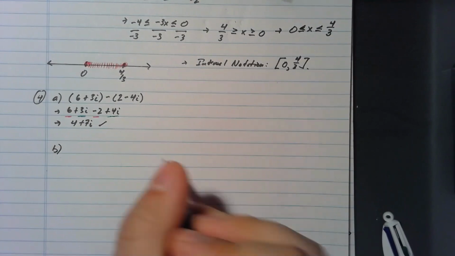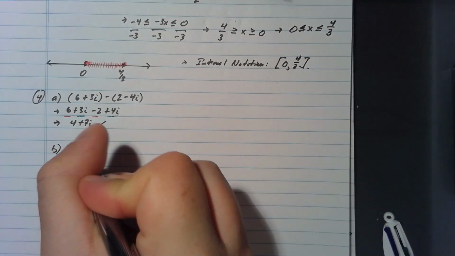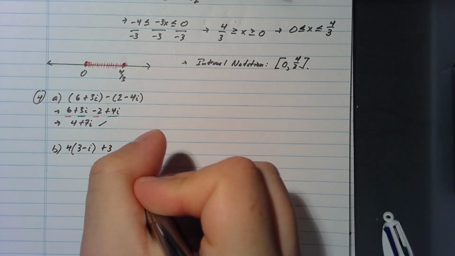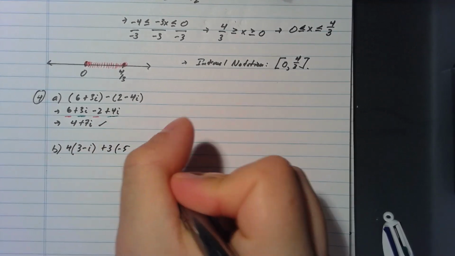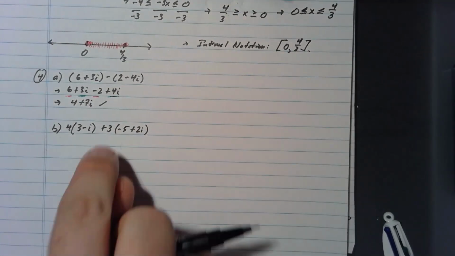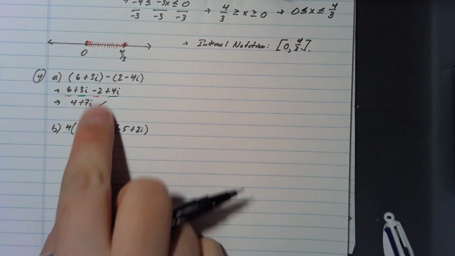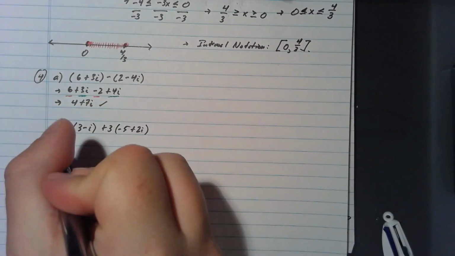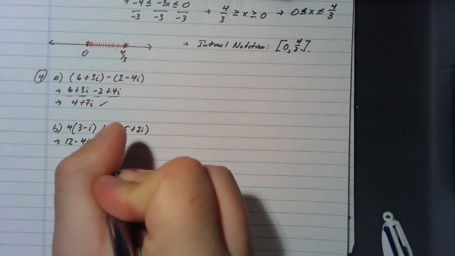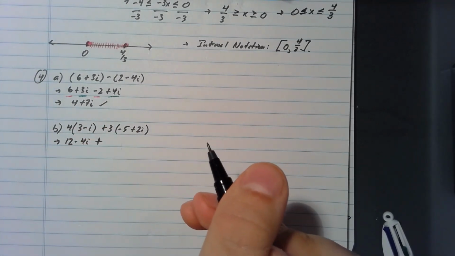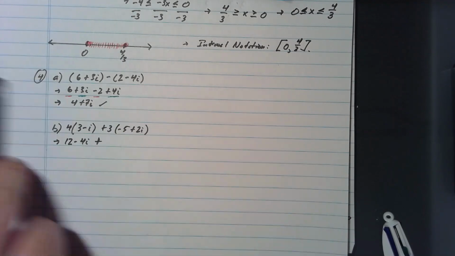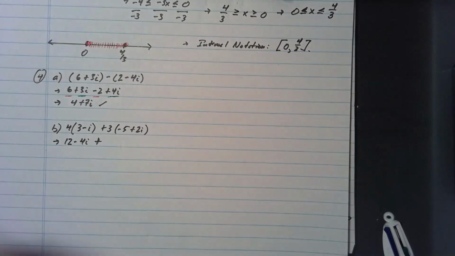Letter B. 4 times 3 minus i plus 3 times negative 5 plus 2i. Here we have to do a little distribution, and then it's pretty much the same. So distribute the 4 in the first group, so it's going to be 12 minus 4i plus, distribute the 3 in the second group, so 3 times negative 5. Oh, I got a little premature. I shouldn't have written that plus sign.